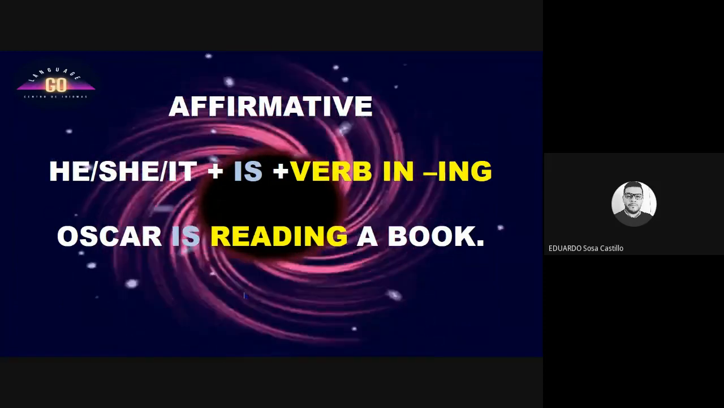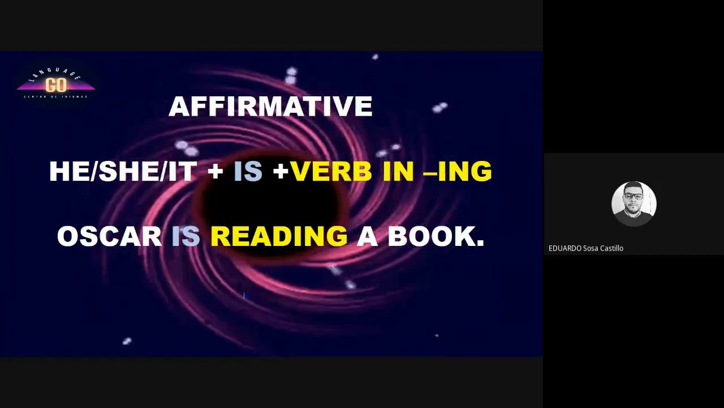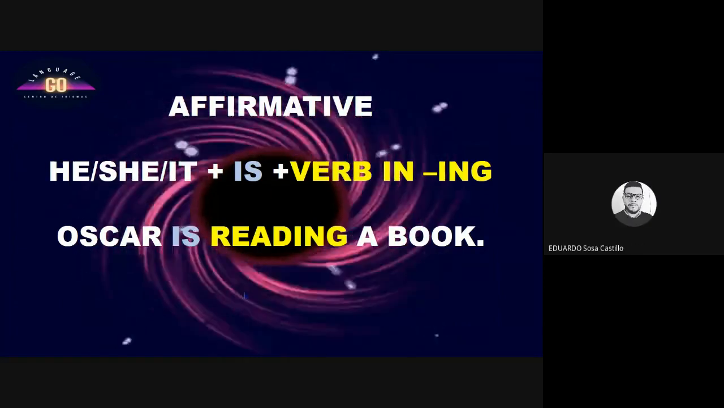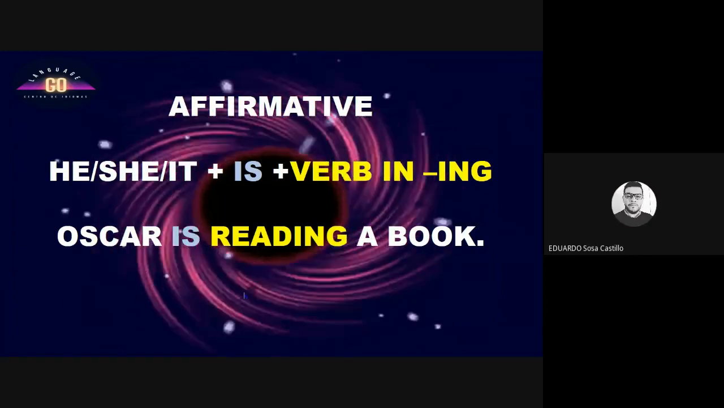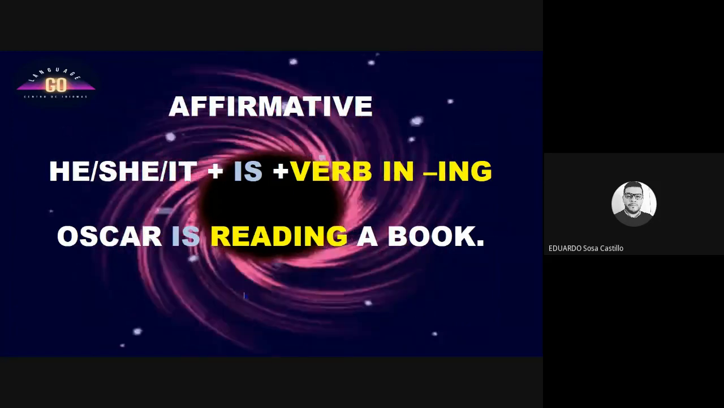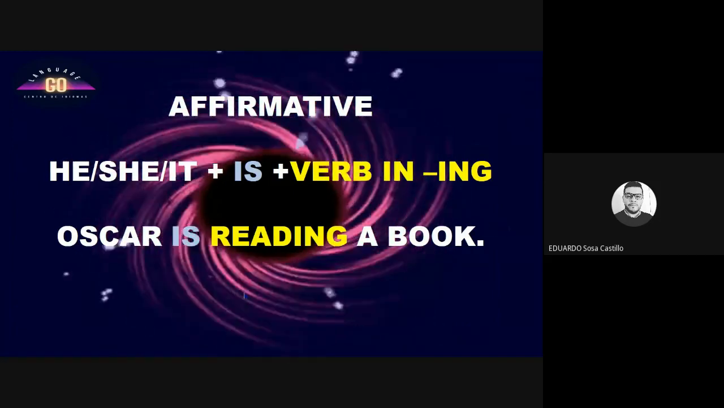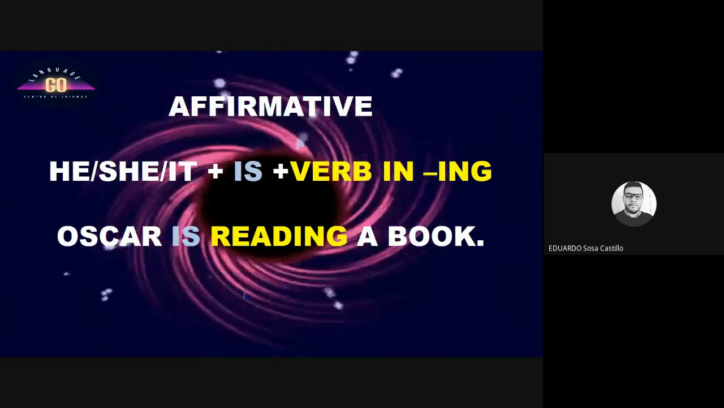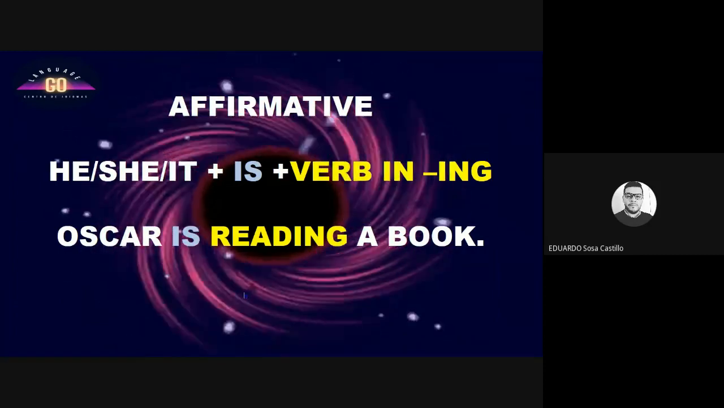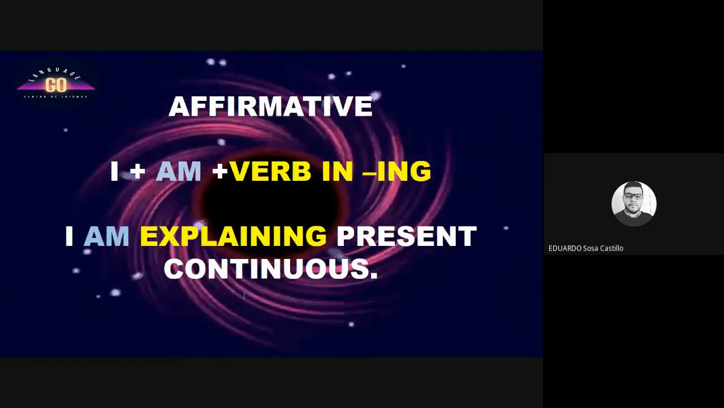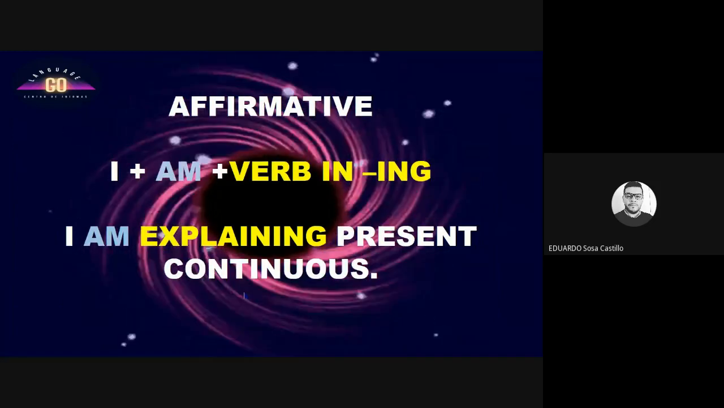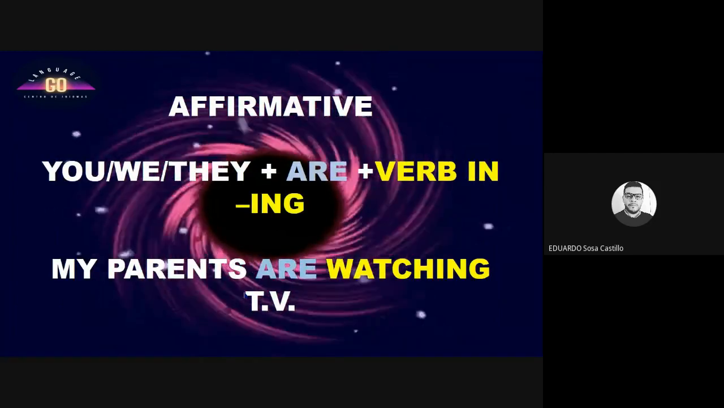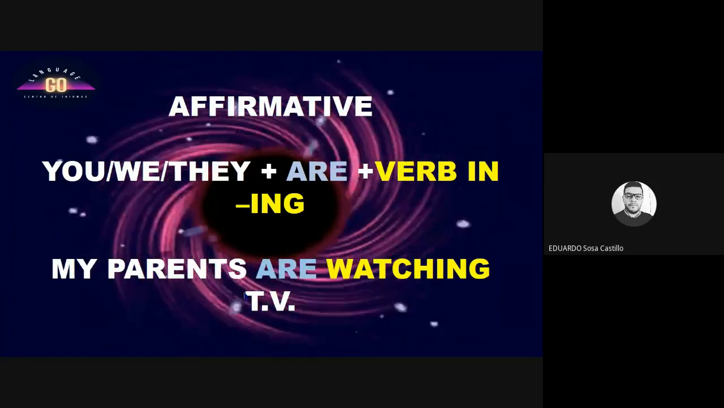Let me see. Karime, can you read the example about Oscar? Let's go, Karime, please. Oscar is reading a book. Yes, it's in this moment. So that's why we have the action with ing. So let's continue because in this moment we have seen what to do with pronouns he, she, and it. And we also checked I am. But now we're going to see what happens with you, we, and they. Right? So let's see what's happening here.